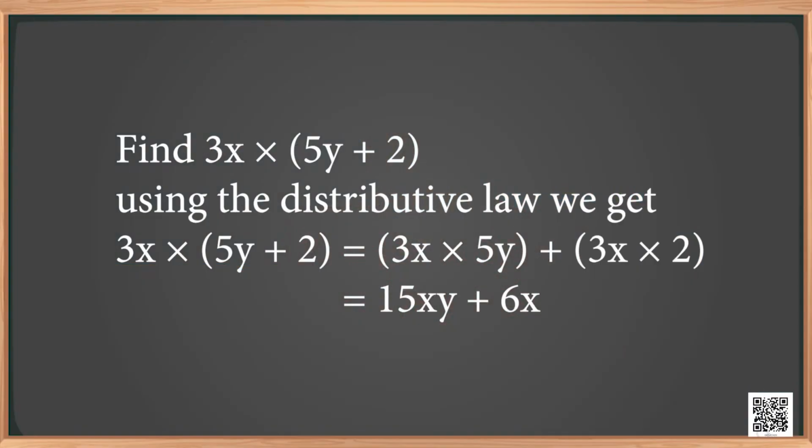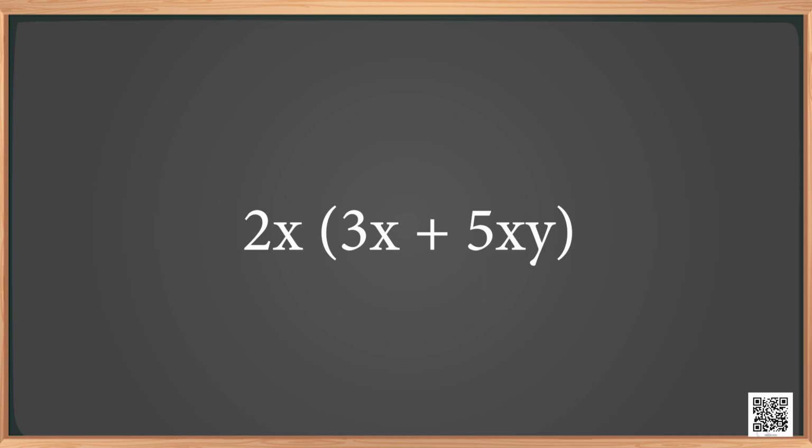Case 3. We now learn how to multiply a monomial by a binomial. Let us consider this example. Find 3x times 5y plus 2. Using the distributive law, we get 3x times 5y plus 2 is equal to 3x into 5y plus 3x into 2, which is equal to 15xy plus 6x. Now, find yourself the product of 2x times 3x plus 5xy.